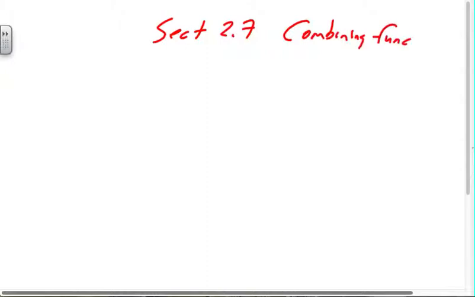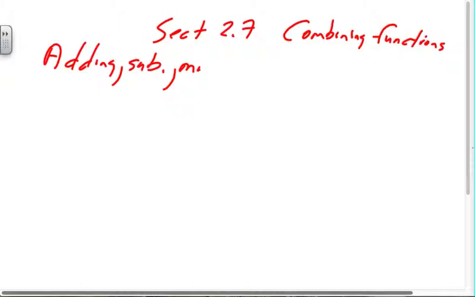This one, we're going to be dealing with section 2.7. We're going to talk about combining functions. Now, part of this includes the good old polynomial you did where you add and subtract them. And part of what we're going to do first is adding, subtracting, multiplying, and dividing these functions.